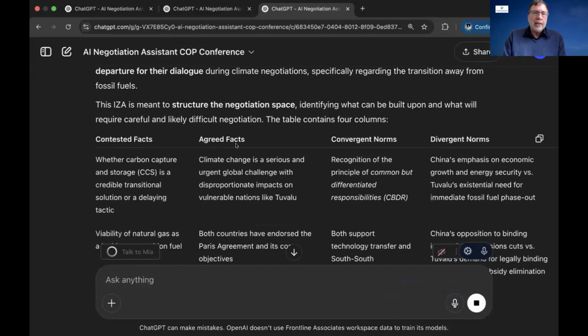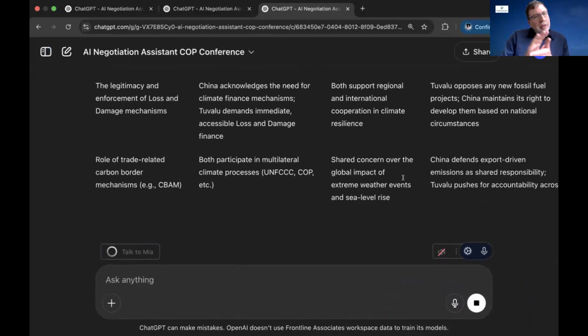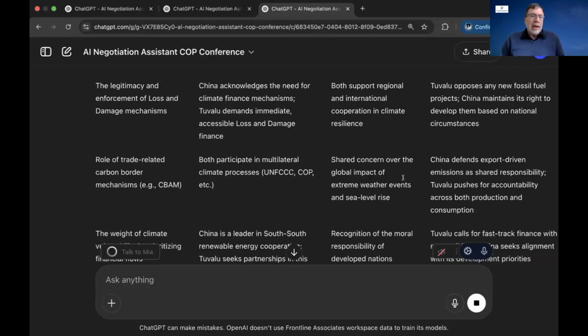insisting on contested facts, agreed facts, convergent norms, and divergent norms. And that allows you, again, as an initial point of departure in a discussion with your colleagues on how to orient the beginning of the dialogue at a specific meeting. In a writing format, you want to write a letter to the delegation or whatever the type of output you want to produce. I will stop sharing here to conclude, okay, that AI is an extremely powerful tool.